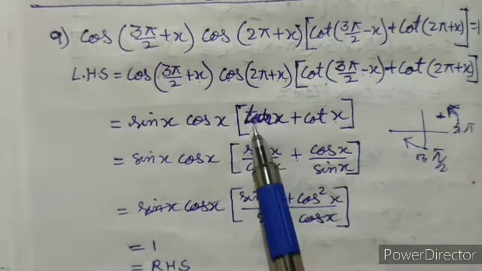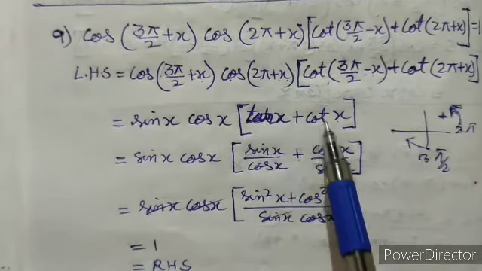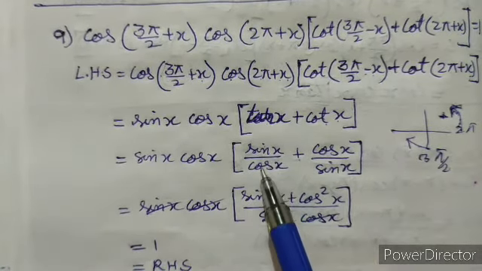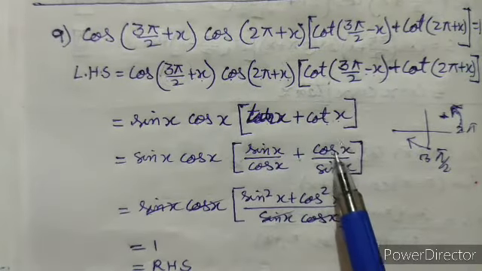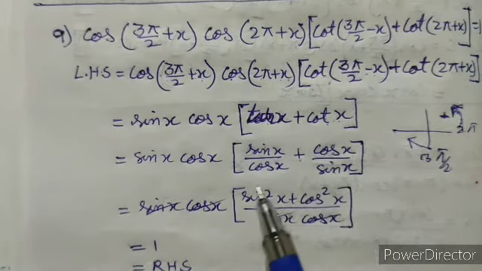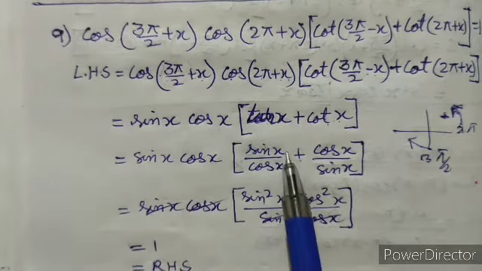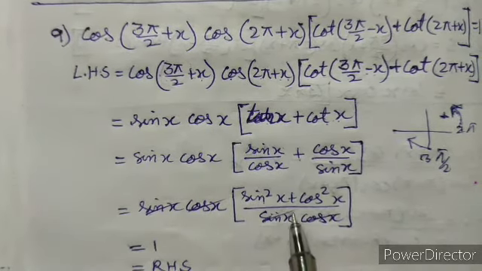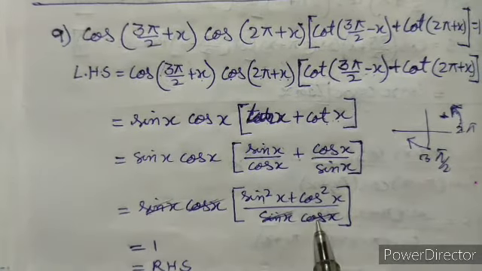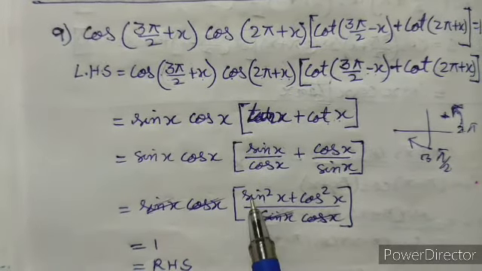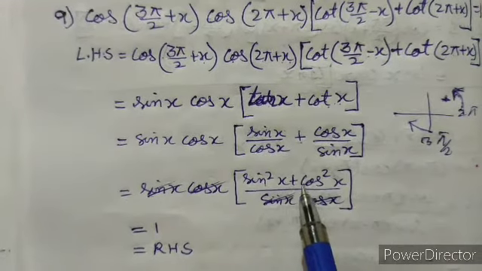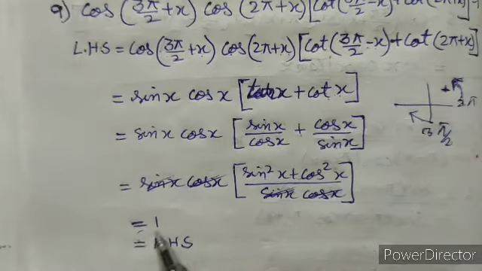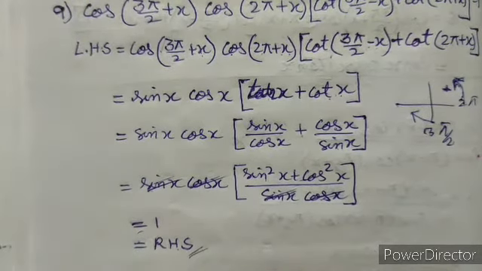Now on writing this tan x and cot x in forms of sin and cos, tan x can be written as sin x upon cos x, cot x can be written as cos x upon sin x, which on taking LCM will give us (sin square x + cos square x) upon sin x cos x. Now sin x cos x will cancel out with sin x cos x, and as we know, sin square x + cos square x is equal to 1, which was our right hand side.